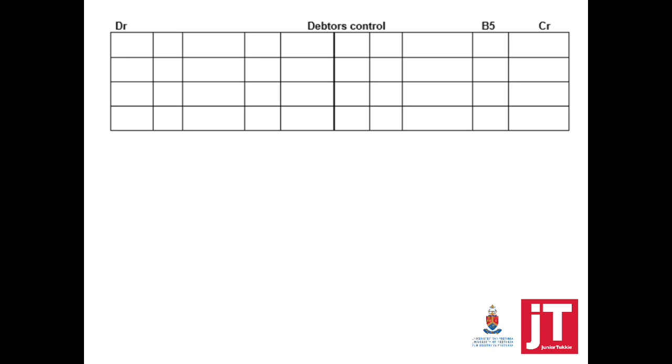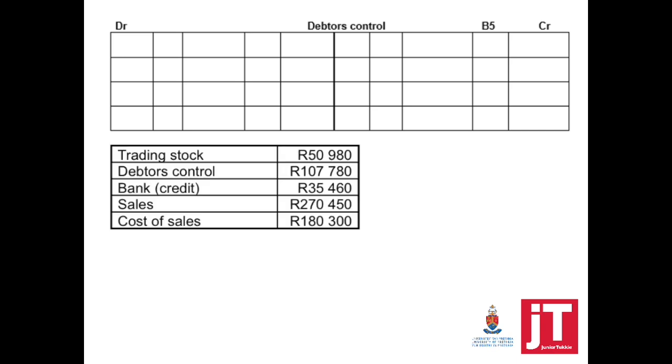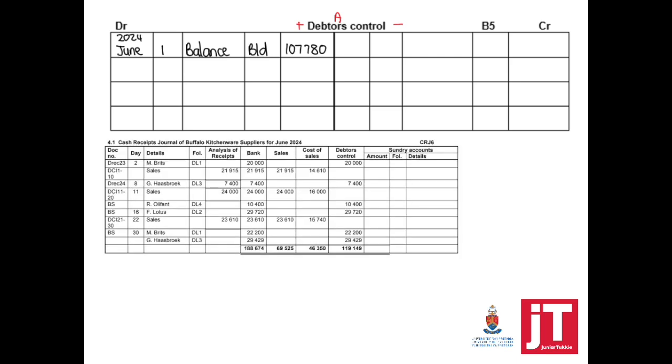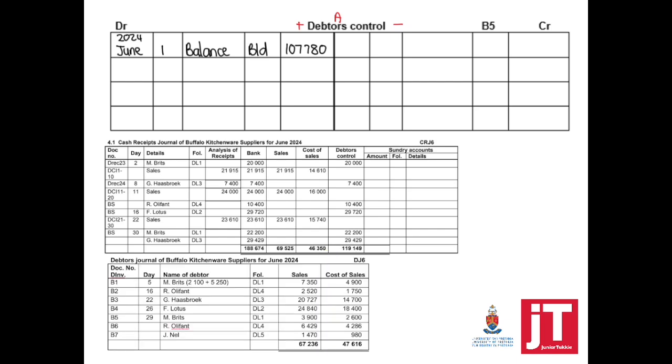Debtors control. Debtors control is regarded as a current asset. The opening balance, the balance brought down, will appear on the debit side on the first day of the month. Now we need to post from the journals. From the cash receipts journal, it means that the business received money. Why? Because of debtors who made a payment. And that's why if we look from the cash receipts journal, our assets will decrease. Debtors control will decrease. From the debtors journal, it means that goods were sold on credit.